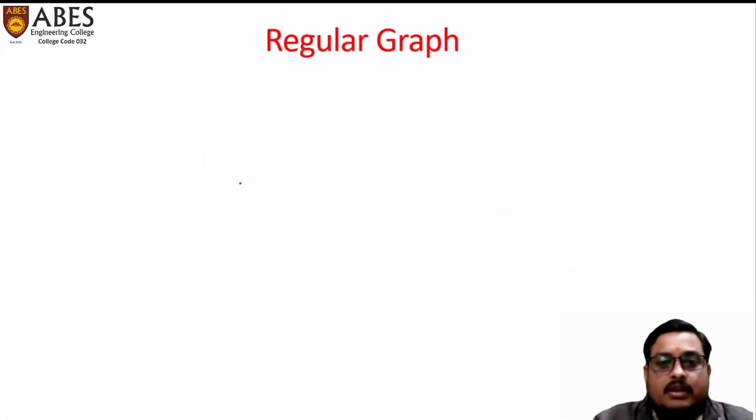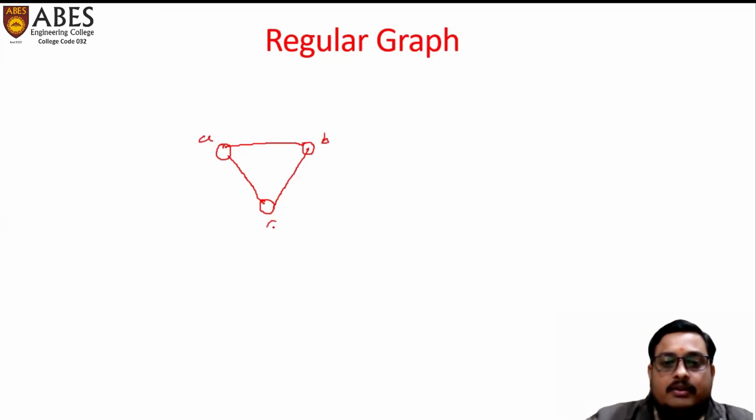Now, the next one is a regular graph. So what is a regular graph? If we have a graph like here, in this graph the vertices are A, B, and C. We have to find out the degree of the vertex. In the previous lecture we discussed that the degree of a vertex is the number of edges connected with that vertex. So here two edges are connected, so the degree of vertex A is 2. The degree of vertex B is 2. The degree of vertex C is also 2.